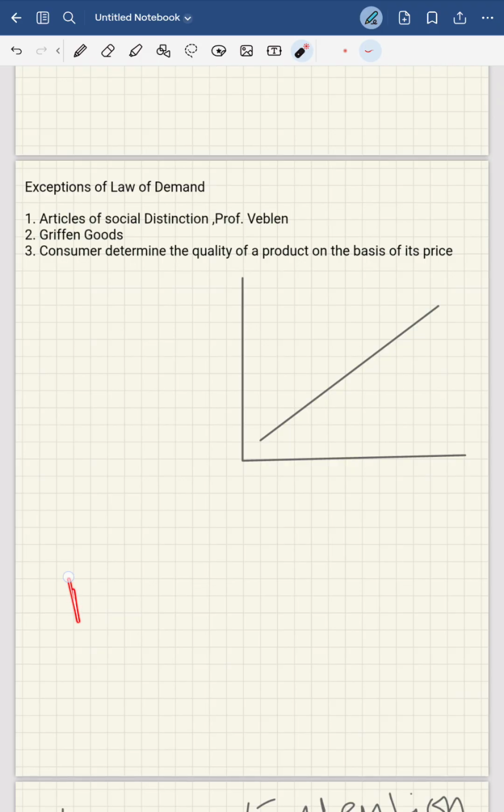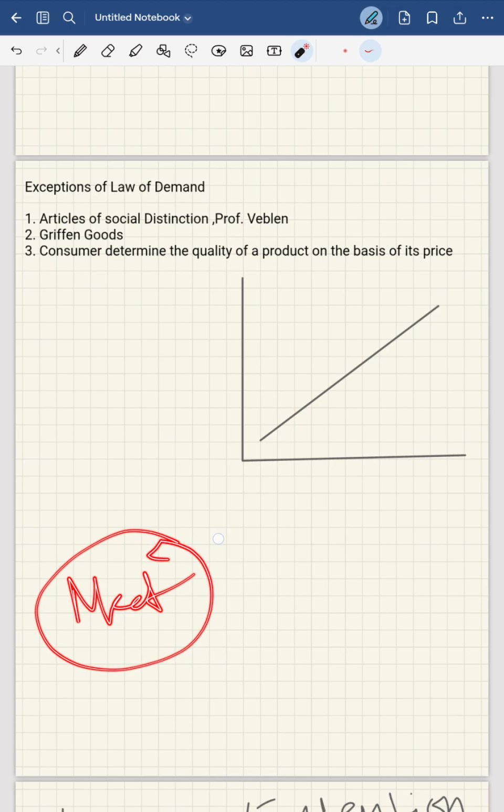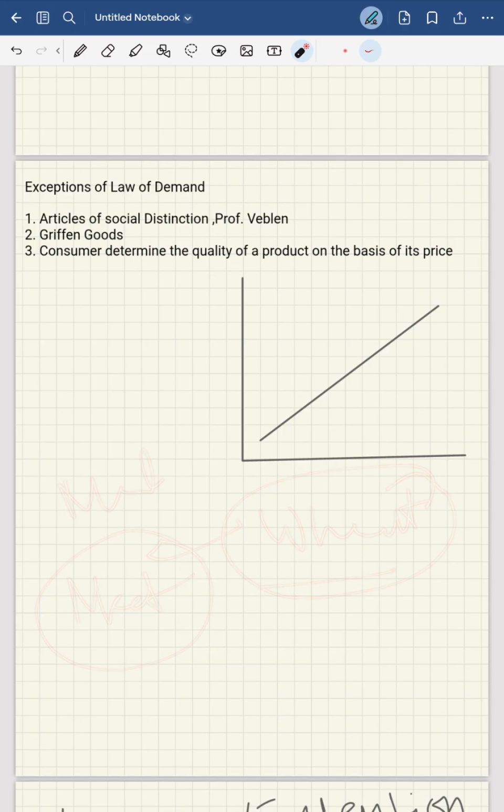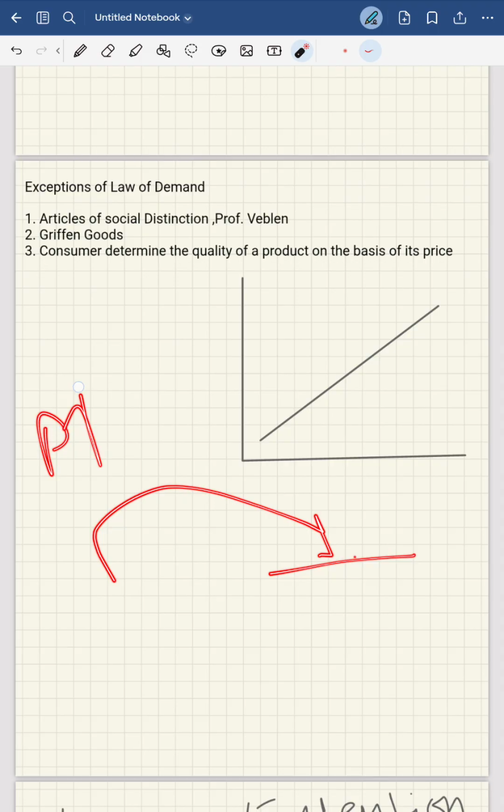We can live without meat because meat is something very expensive. We can't afford so much that we eat only meat, so we have to eat wheat, but that also we require in a particular amount. We can't decline our consumption, so we shift from meat to wheat, and this was an inferior good. Its price rises, again its demand rises.